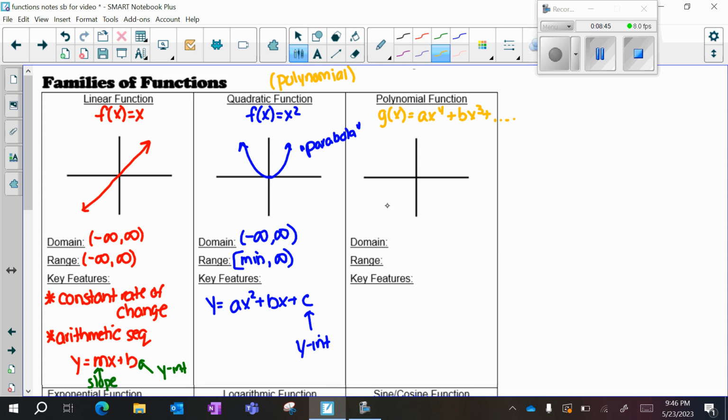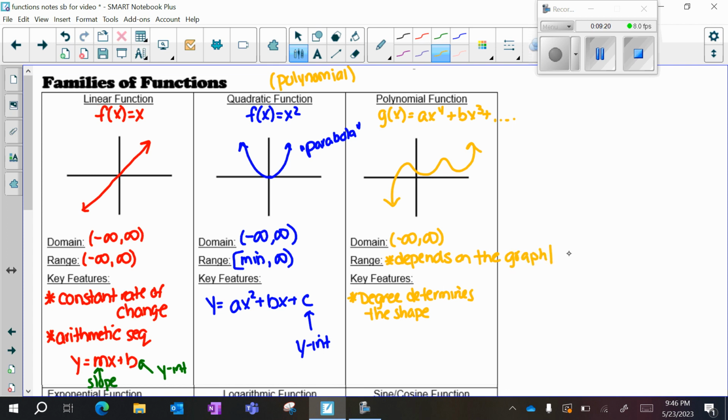So depending on the degree, remember, the degree determines the shape. And we talked about that already in our previous review videos. So it could look something like this. That would obviously be an odd degree because my arrows are pointing in opposite directions. Your domain is always going to be all real numbers. Your range is going to depend on the graph or the function.